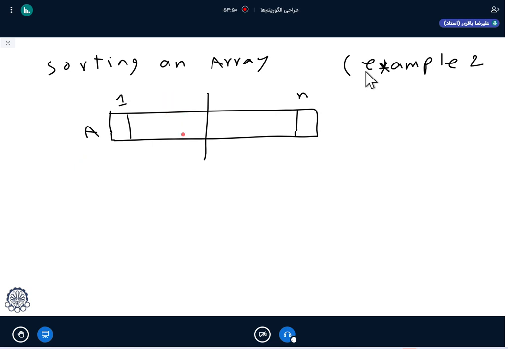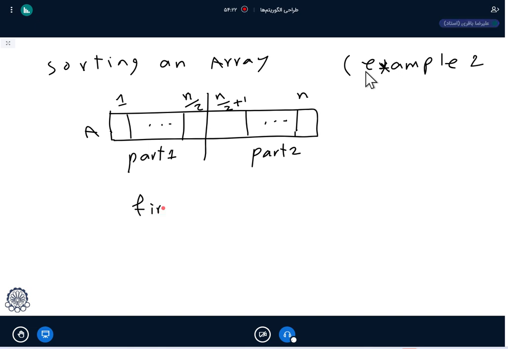The first subproblem has n divided by 2 numbers, from index 1 to index n divided by 2. The second part is from index n divided by 2 plus 1 to index n. This is the first part and the second part. This is the first step.